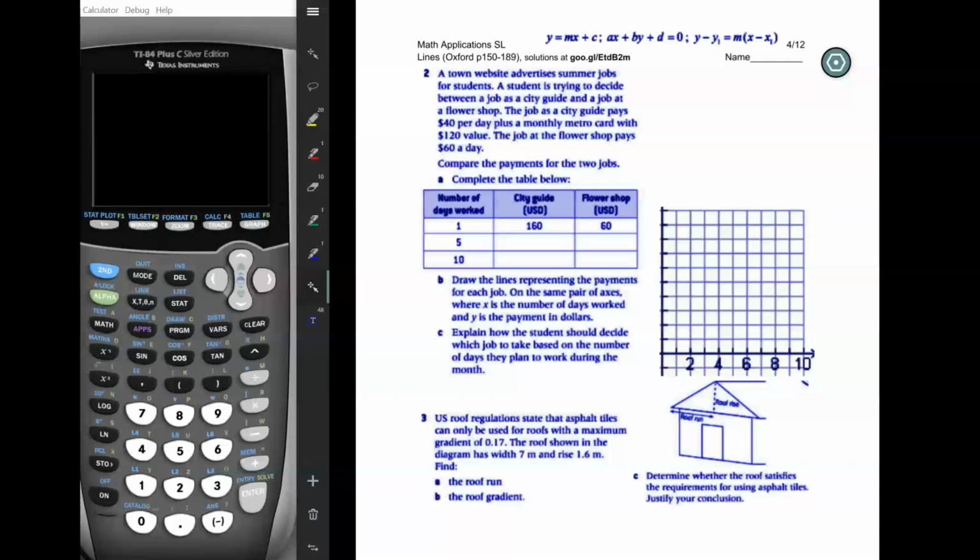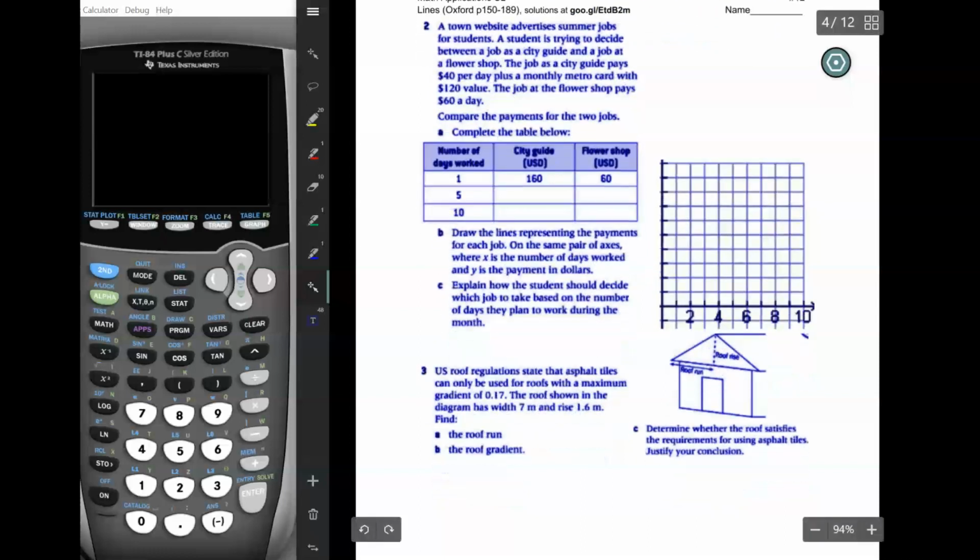Okay, page 4 of lines. Number 2, a town website advertises summer jobs for students. A student is trying to decide between a job as a city guide and a job at the flower shop. The job as a city guide pays $40 per day plus a monthly Metro card with a $120 value. The job at the flower shop pays $60 a day. Compare the payments for the two jobs.